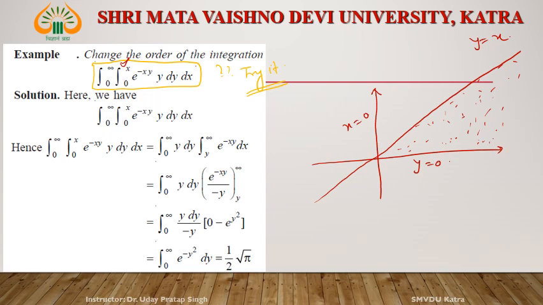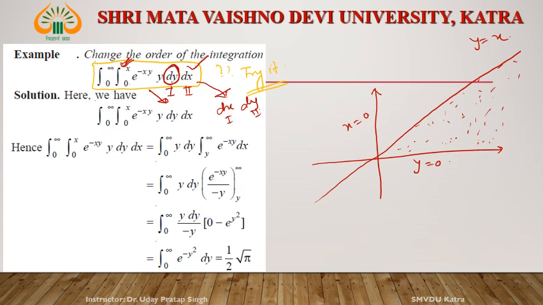Now see, the change of order of integration means this integral we first have to evaluate with respect to y and second with respect to x. Since the limit of the internal integral is a function of x, we evaluate first with respect to dy and then with respect to dx. Change of order of integration means to make this integral into such a form that we have to evaluate first with respect to x and second with respect to y. This is the change of order of integration.